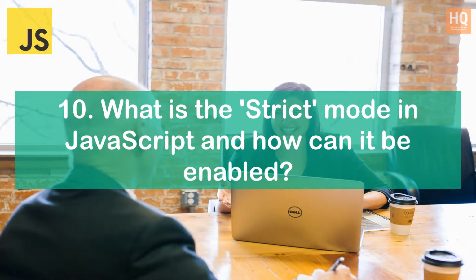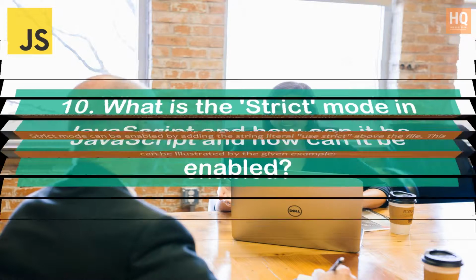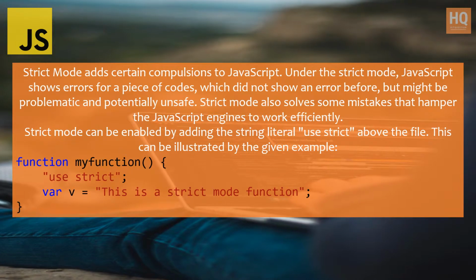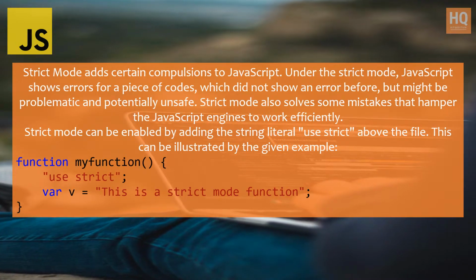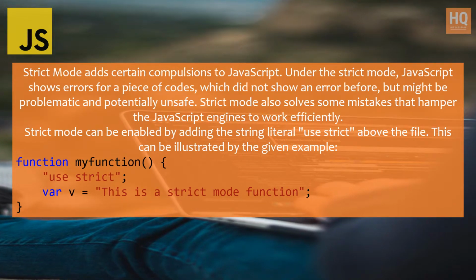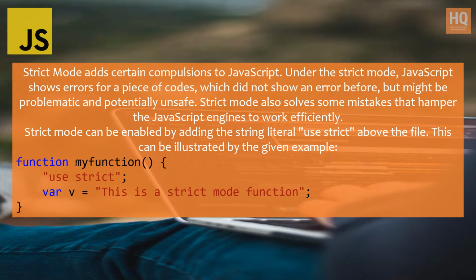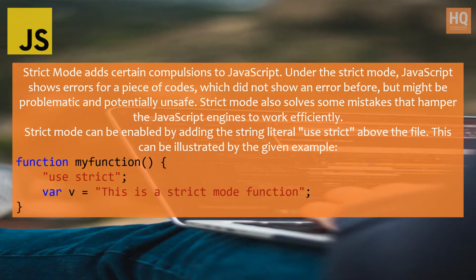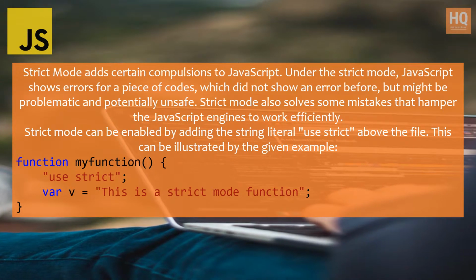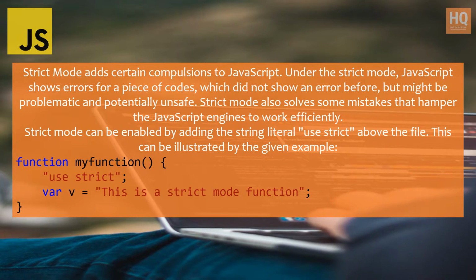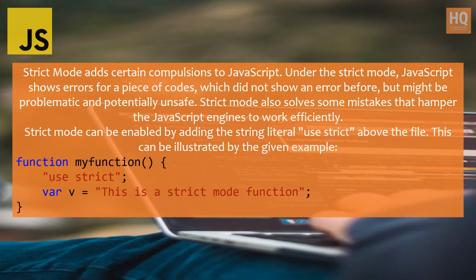What is the strict mode in JavaScript, and how can it be enabled? Strict mode adds certain compulsions to JavaScript. Under the strict mode, JavaScript shows errors for a piece of code which did not show an error before, but might be problematic and potentially unsafe. Strict mode also solves some mistakes that hamper the JavaScript engines from working efficiently. Strict mode can be enabled by adding the string literal "use strict" above the file. This can be illustrated by the code given here.